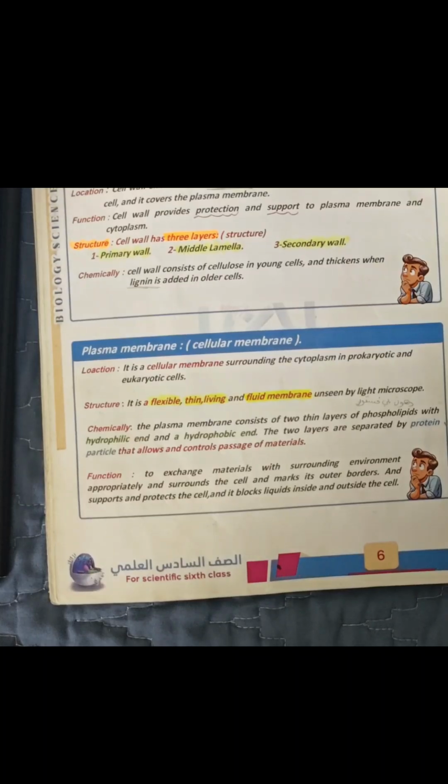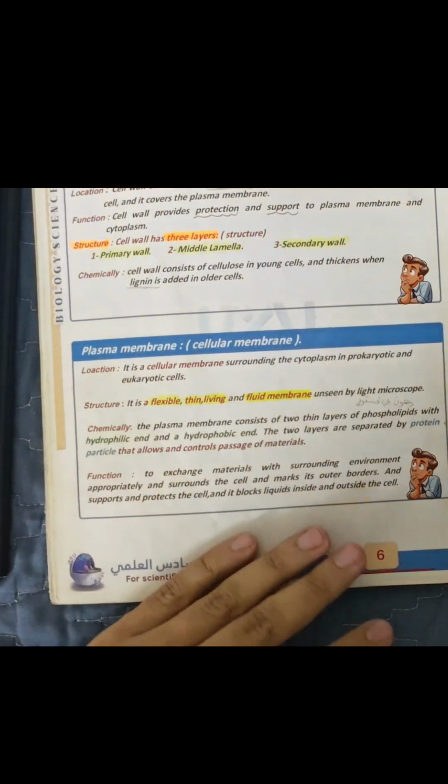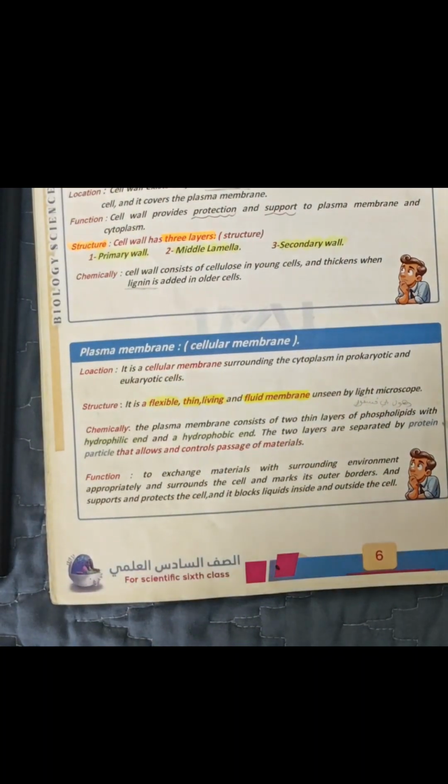You're gonna find this in the chapter questions. Chemically, let's see what it's chemically composed of. The plasma membrane consists of two thin layers of phospholipids with hydrophilic end and hydrophobic end. The two layers are separated by a protein particle that allows and controls the passage of materials.